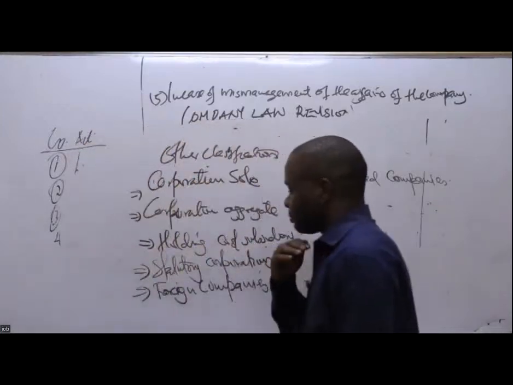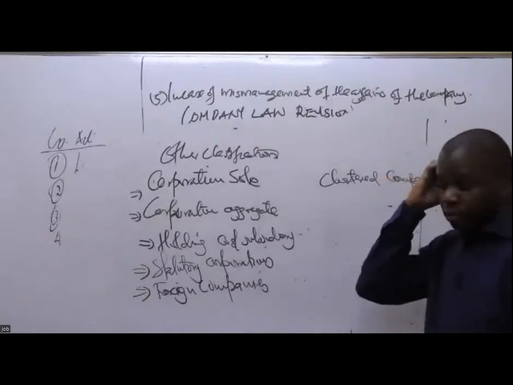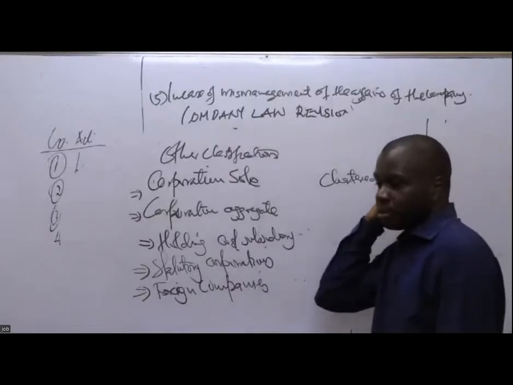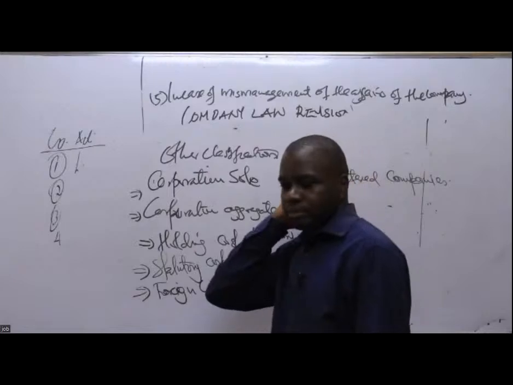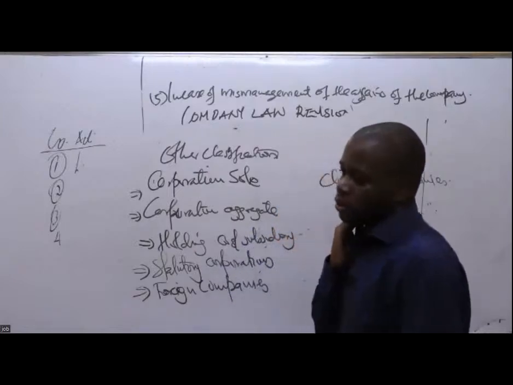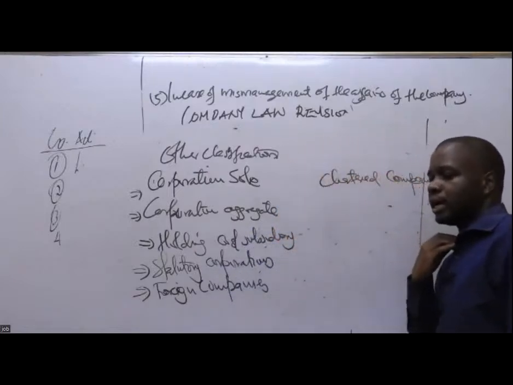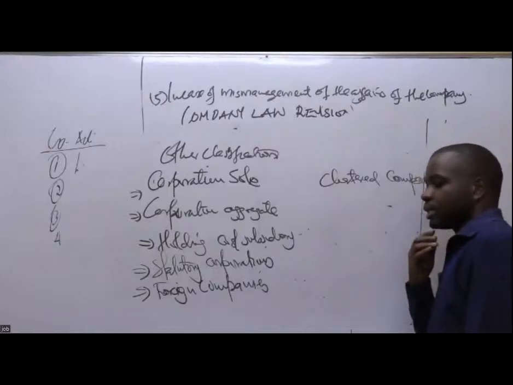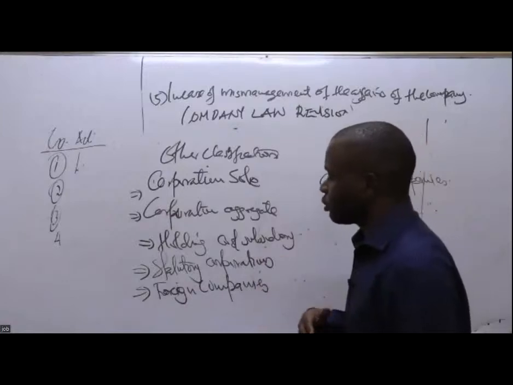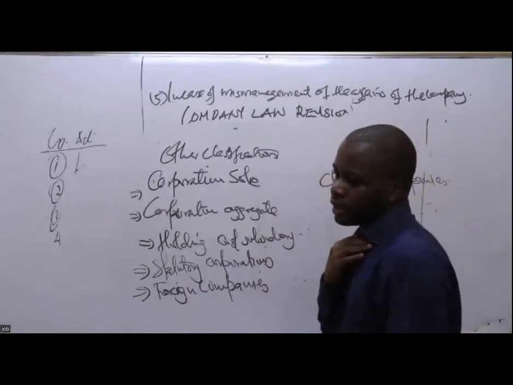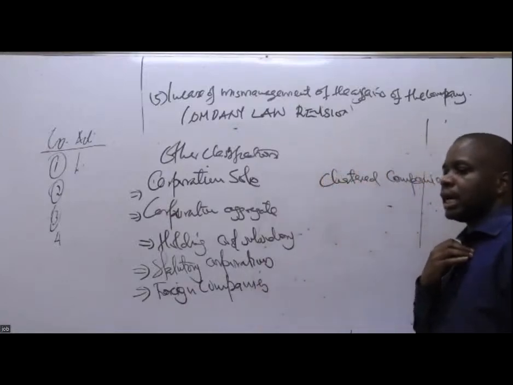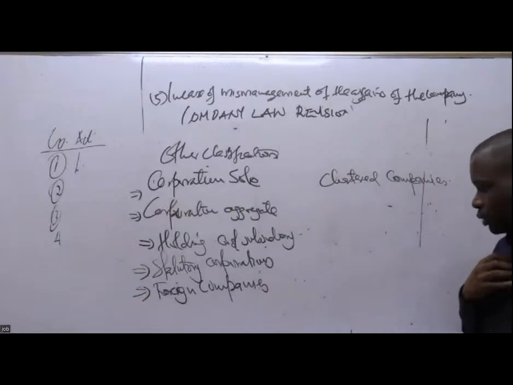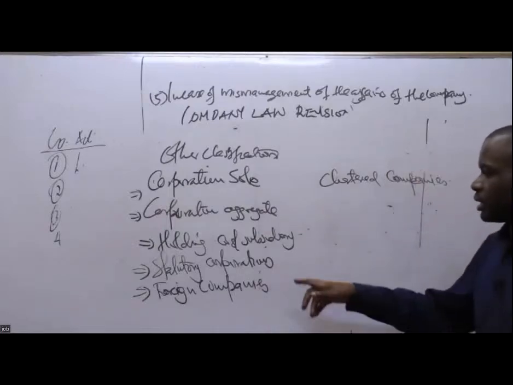Corporation aggregate is any corporation or company whose minimum number of members in terms of ownership is 2. So any type of company whose aggregate number of members is at least 2 will be known as a corporation aggregate. So that is what we mean by a corporation aggregate. So statutory corporations. This one, I think you know about it.